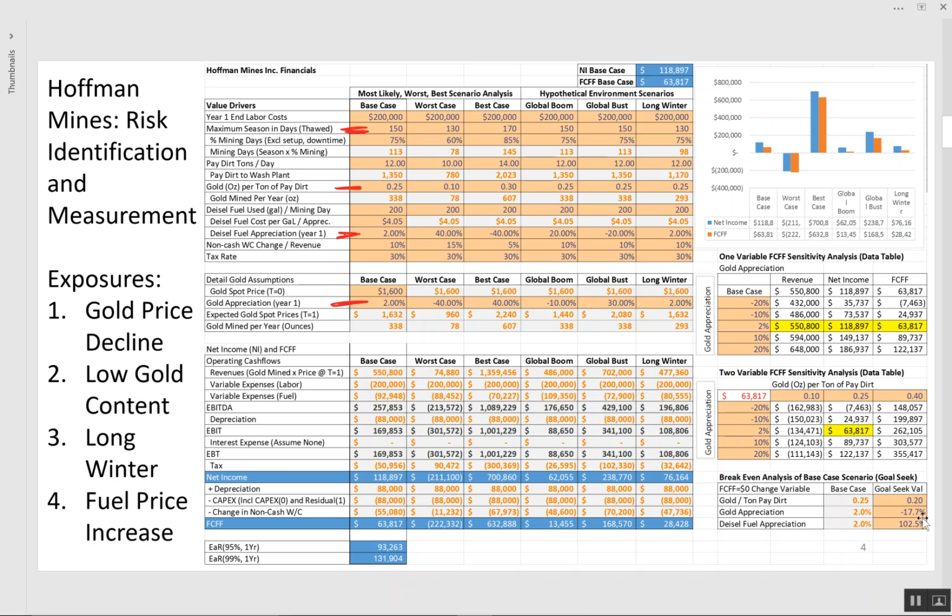We lastly did a break-even analysis. We said, well, what gold appreciation would make us unprofitable, or at least 0 free cash flows, and that was -17%. And we said we need to find at least 0.2 ounces gold content per ton, and diesel fuel can't appreciate by more than 102%. And lastly, we calculated earnings at risk on gold. So if we're 95% confident based on the volatility of gold, that earnings will not fall below 93% from our expected value.